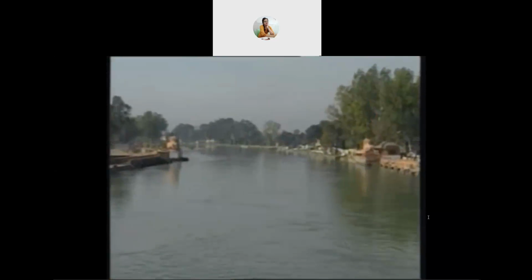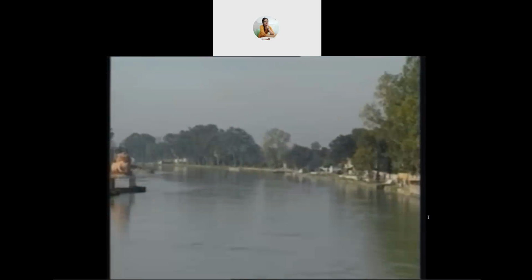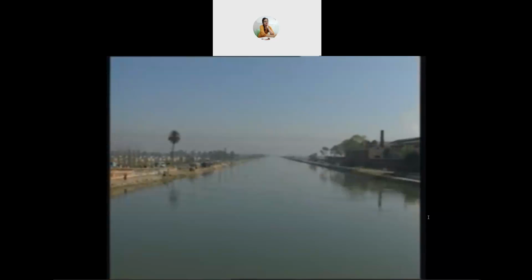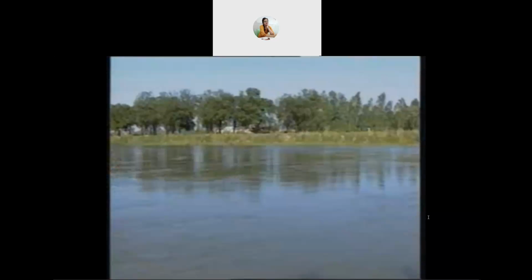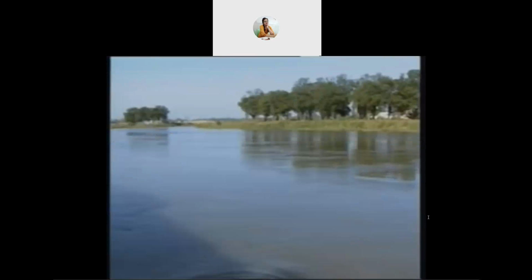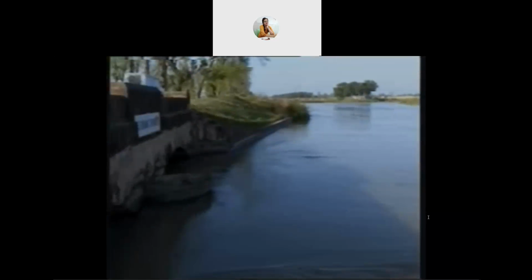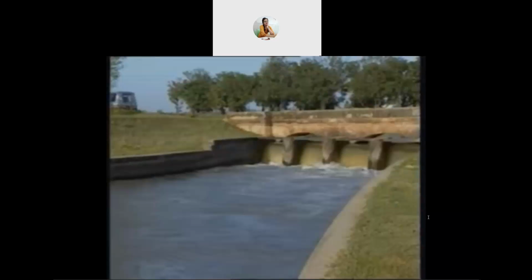Now, the water is to reach the fields. For this purpose, we have a canal irrigation network. A canal which takes off directly from the headworks is called the main canal. Normally, no irrigation is carried out from a main canal. A canal taking off from the main canal is called a branch canal.